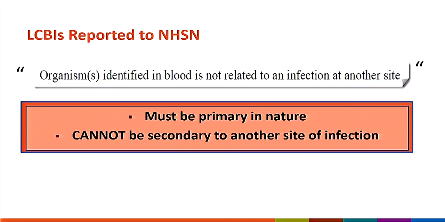And for NHSN purposes, LCBIs need to be primary in nature, and that's because we use that data to inform prevention efforts aimed at bloodstream infections. Those prevention efforts are not aimed at secondary or other primary sites of infection, because there are a lot of other potential primary sites of infections, but for the most part, we're interested in central line associated bloodstream infections, and so we want to make sure that there's a good chance that infection prevention practices related to central lines can impact the BSI rate or SIR.